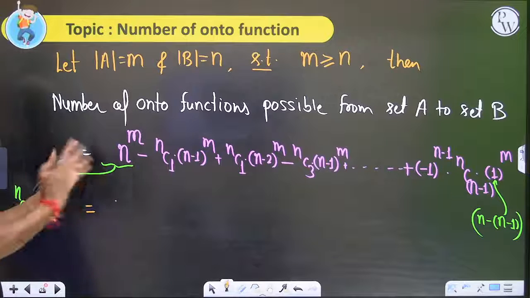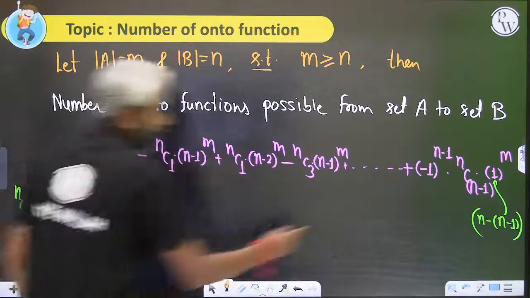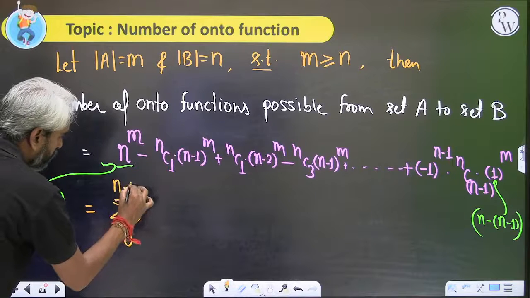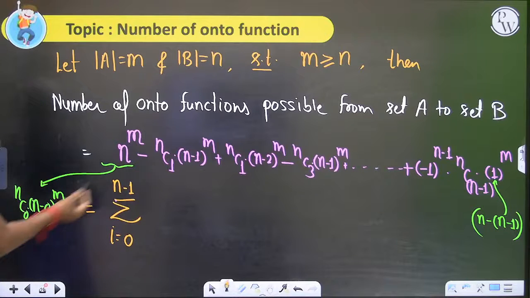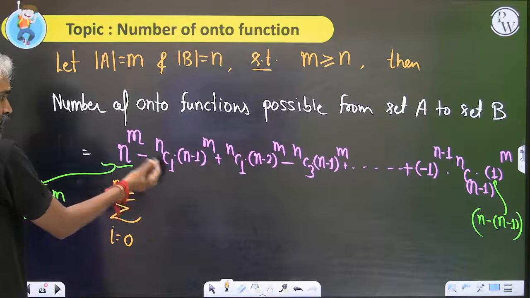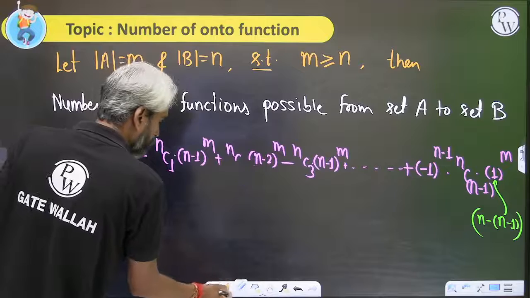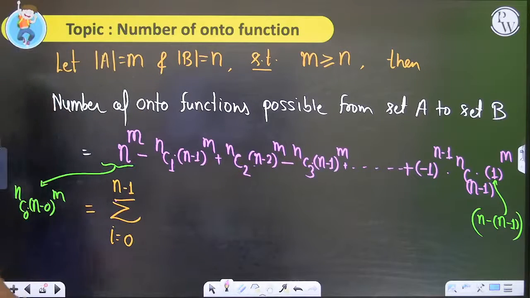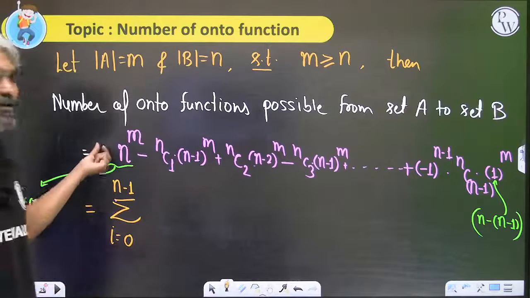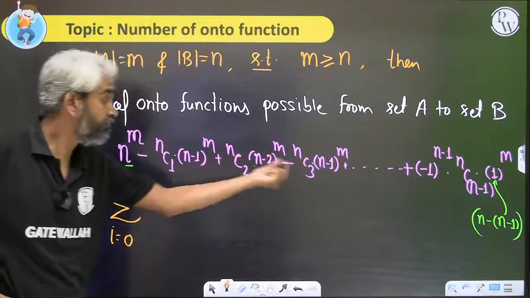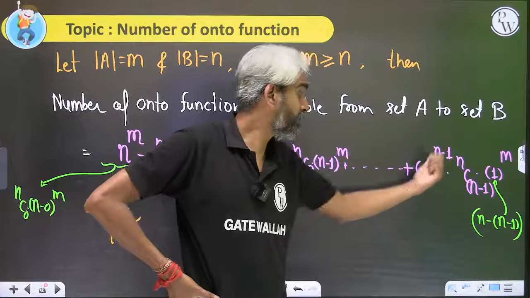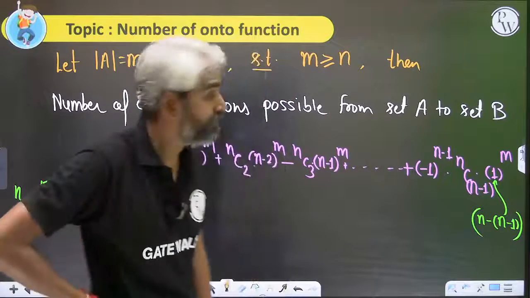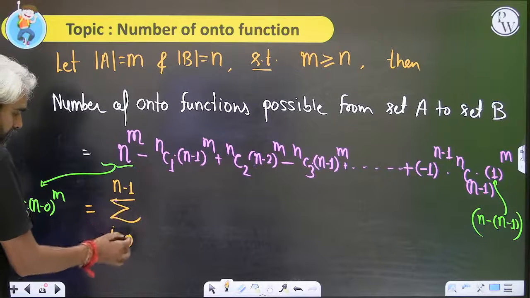Now the tricky part is that this is going from 0 to n minus 1, so you can write it in the form of a series, a summation where i varies from 0 to n minus 1. But what will be the sign of the term? If i is 0, the term will be positive; if i is 1, the term will be negative; if 2, positive; then negative. The terms go nC0, nC1, nC2, nC3 and so on. That's the idea: minus 1 raised to an odd power becomes minus, and minus 1 raised to an even power becomes plus.